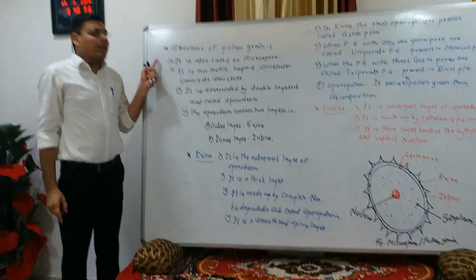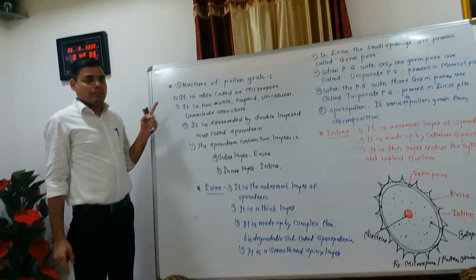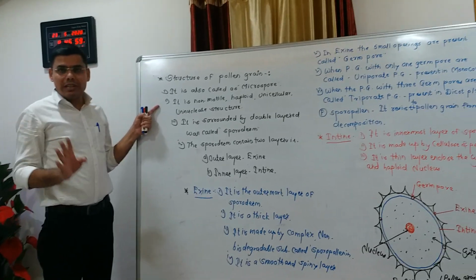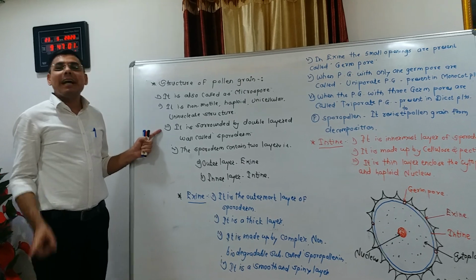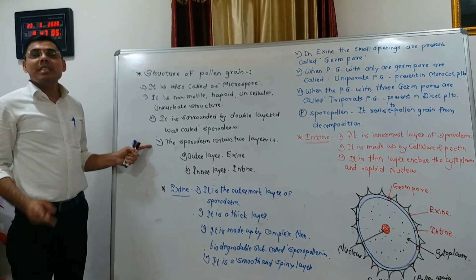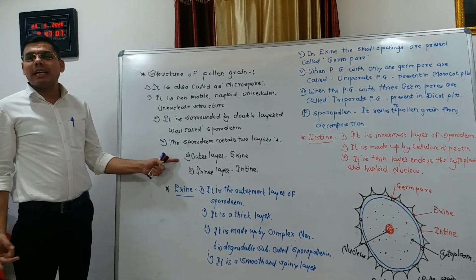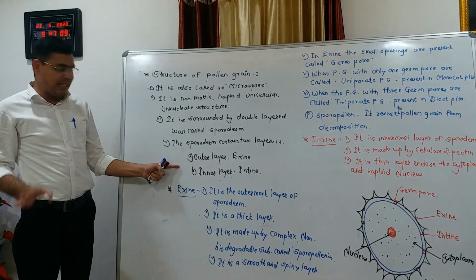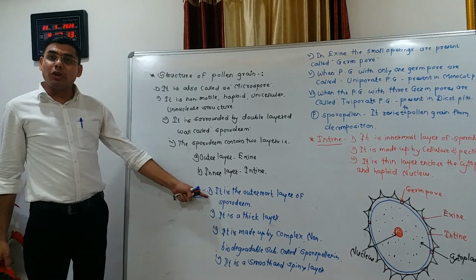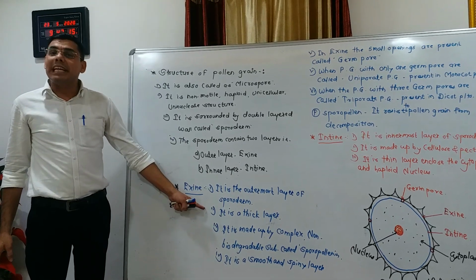Okay, so I will repeat the whole topic. First, the pollen grain is also called microspore. It is a non-motile, haploid, unicellular, uninucleate structure. It is surrounded by a double layered wall called sporoderm. Sporoderm is made up of two layers, that is, the outer layer called exine and the inner layer called intine. First, exine is the outermost layer of sporoderm. Second, it is a thick layer.